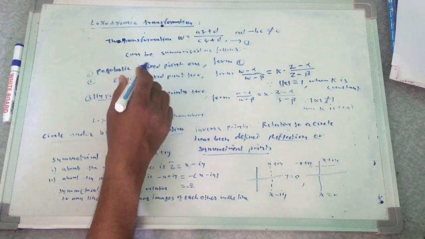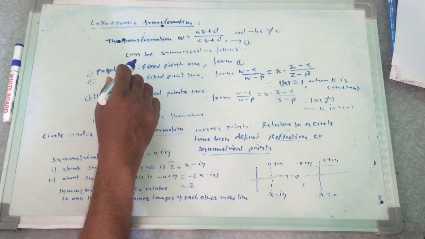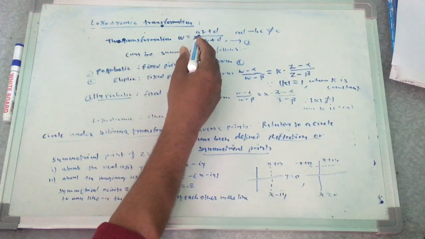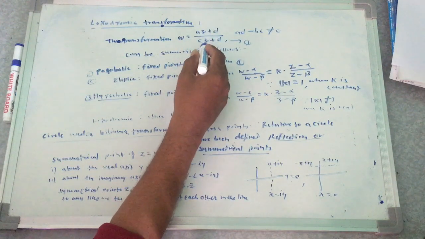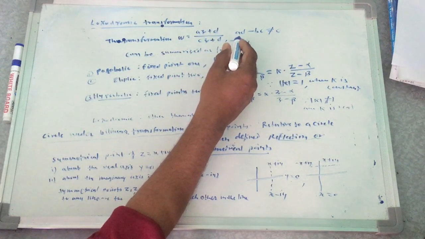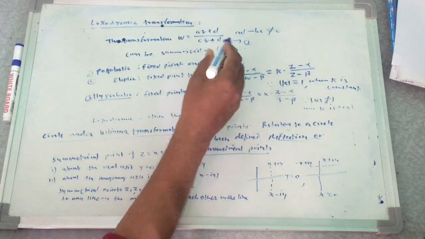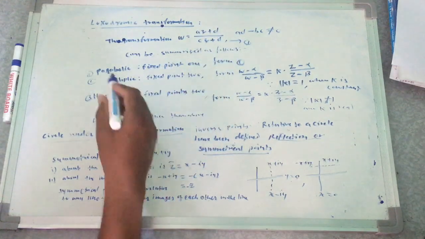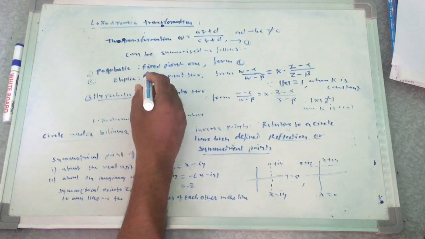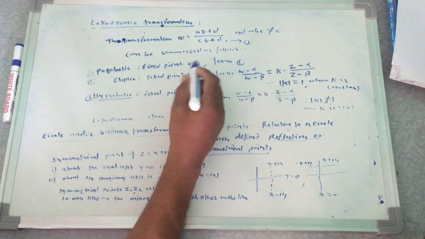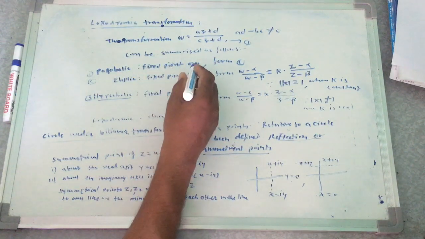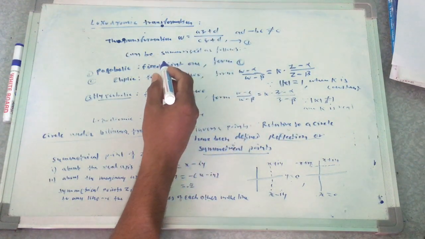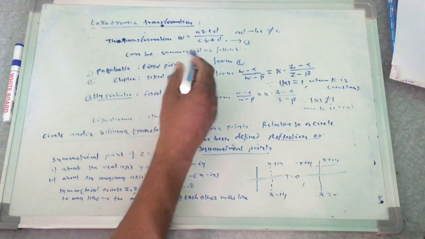loxodromic transformation. We have this transformation W is equal to (AZ plus B) upon (CZ plus D), where AD minus BC is not equal to 0. This is equation number 1. So it can be summarized as follows. In parabolic, there is one fixed point. This is the form 1, and the elliptical has fixed points 2.